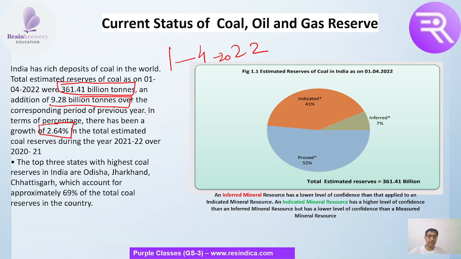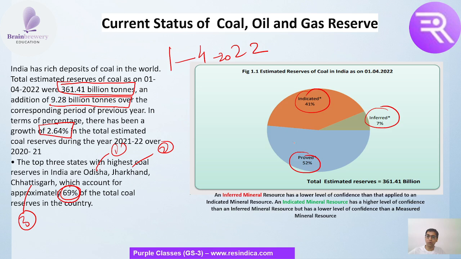Three states are on top of our coal production: first Odisha, second Jharkhand, third Chhattisgarh, which produce 69% of the total coal. Whenever we say we have estimated the coal reserve in our country, what is the meaning of estimated? Under the estimation we have proved reserve, indicated reserve and inferred reserve.